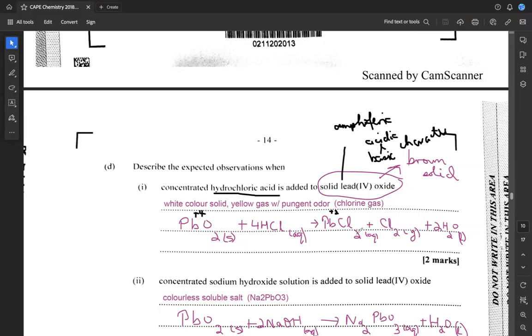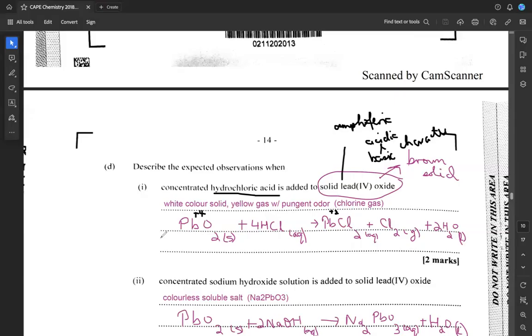And so what we will observe is a white solid that corresponds to the PbCl2 forming. We'll also observe a yellow gas with a pungent odor, and that gas is chlorine gas. So again, the PbO2 doesn't want to be in this state, so it's a very good oxidizing agent, and it will oxidize the hydrochloric acid to PbCl2 and Cl2 gas. And of course, we'll get water because it's a base and an acid.